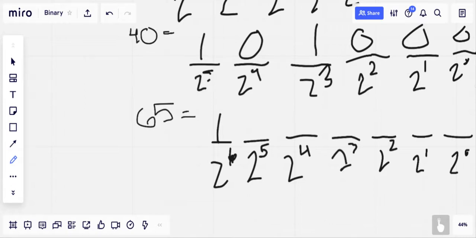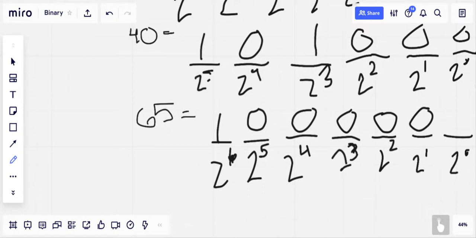2 to the power 5 is too much. 2 to the power 4 is too much. 2 to the power 3 is too much. 2 to the power 2 is 4, it's close, but it's still too much. 2 to the power 1 is 2, that's too much. And 2 to the power 0 is 1, and that's just enough. So 1, 0, 0, 0, 0, 0, 1 represents 65 in binary.